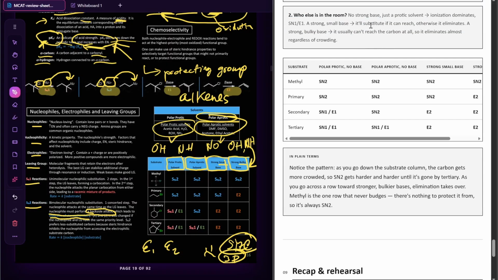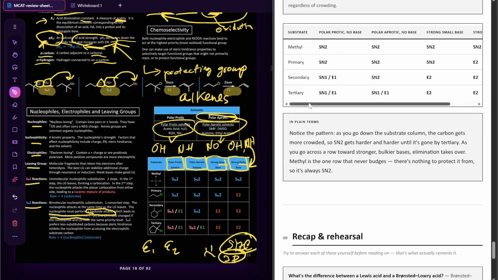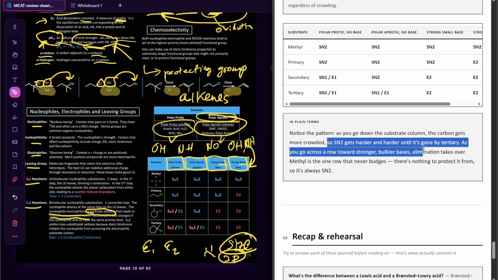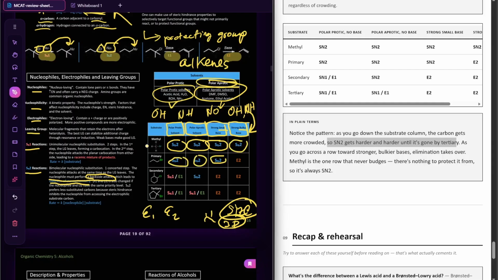You don't need to do this right now. You will be able to answer these after you've done what we were doing just above. But the main important thing is how to read this. Notice the pattern. As you go down the substrate column, the carbon gets more crowded. So SN2 gets harder and harder until it's gone by tertiary. If you notice, SN2 is all here: methyl, good; primary; secondary. SN2 is still there a little bit, but once you hit tertiary, it's just gone.